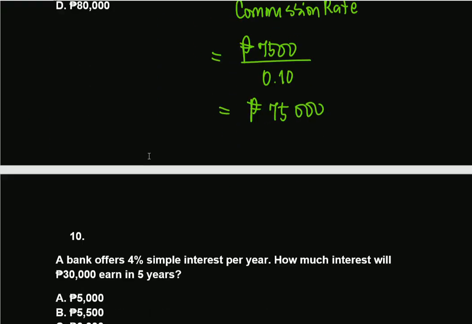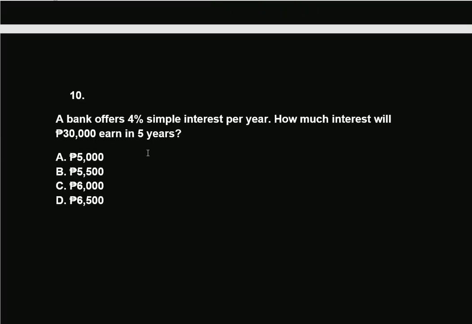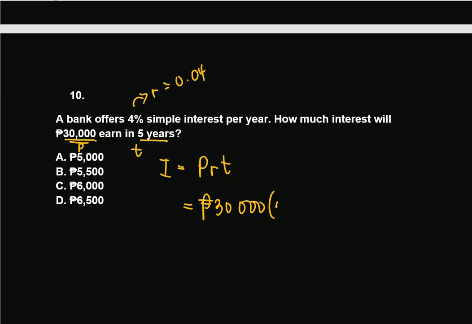Okay, and last one, number 10. A bank offers 4% simple interest per year. How much interest will 30,000 earn in 5 years? Okay, so again, our formula for interest is P R T. Principal, that is 30,000. Rate, that is 4%, which is 0.04. Then 5 years, that will be time. So we got 30,000 times 0.04 times 5. Okay, so that is equal to 6,000. Letter C.